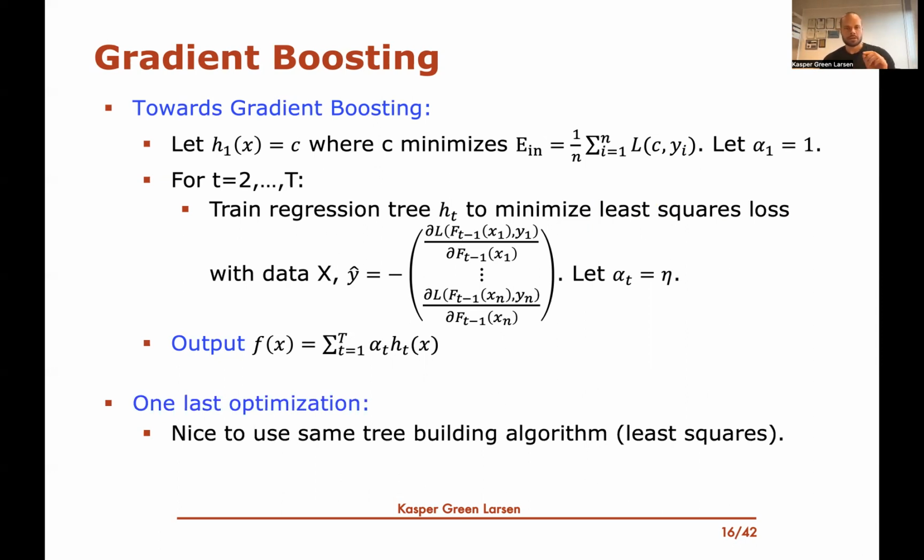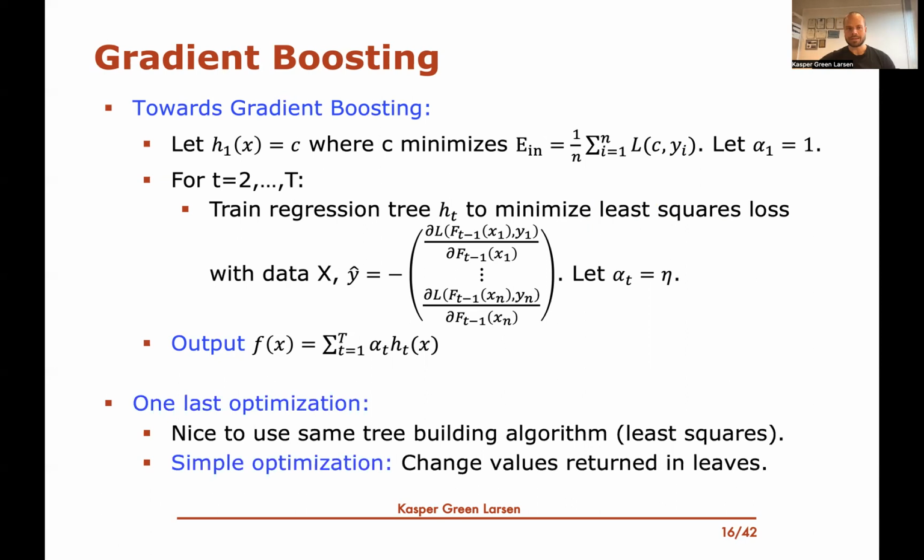Okay. So we're almost at the final gradient boosting algorithm. We just need to do one last tweak to it. As I just said, it's really nice that we can use the same tree building algorithm, this least squared loss algorithm, to construct the tree. Now, the tweak we're going to make is that once you've finished building this tree with least squared loss, instead of returning the mean value in each of the leaves, you're going to change the predictions that you make in the leaves.